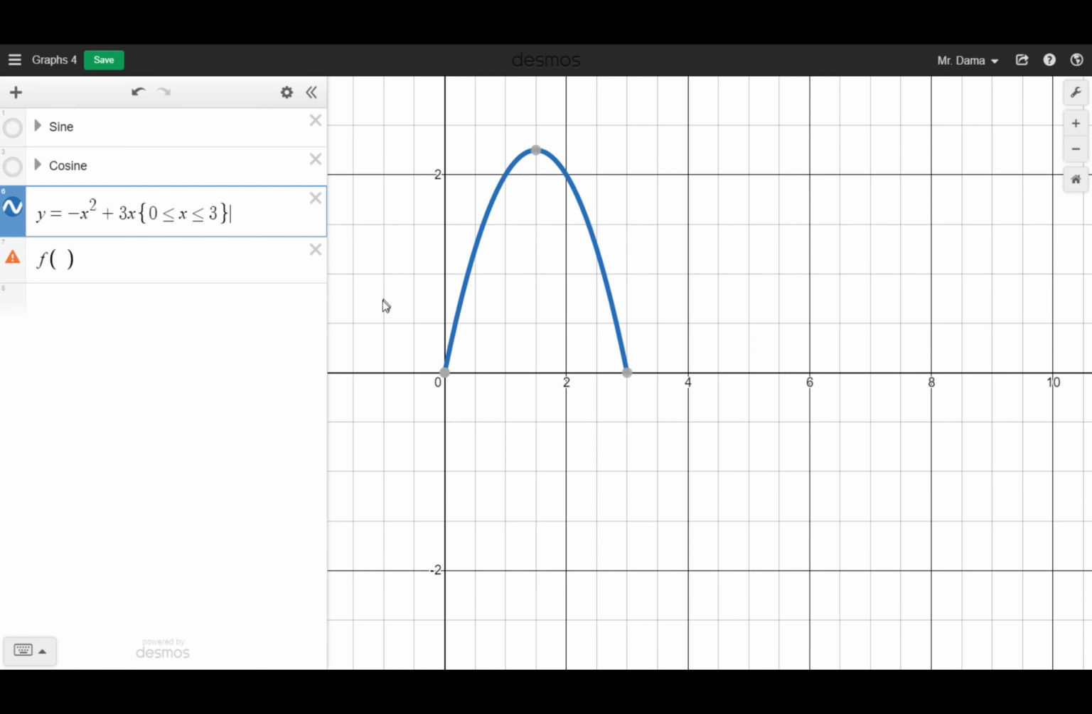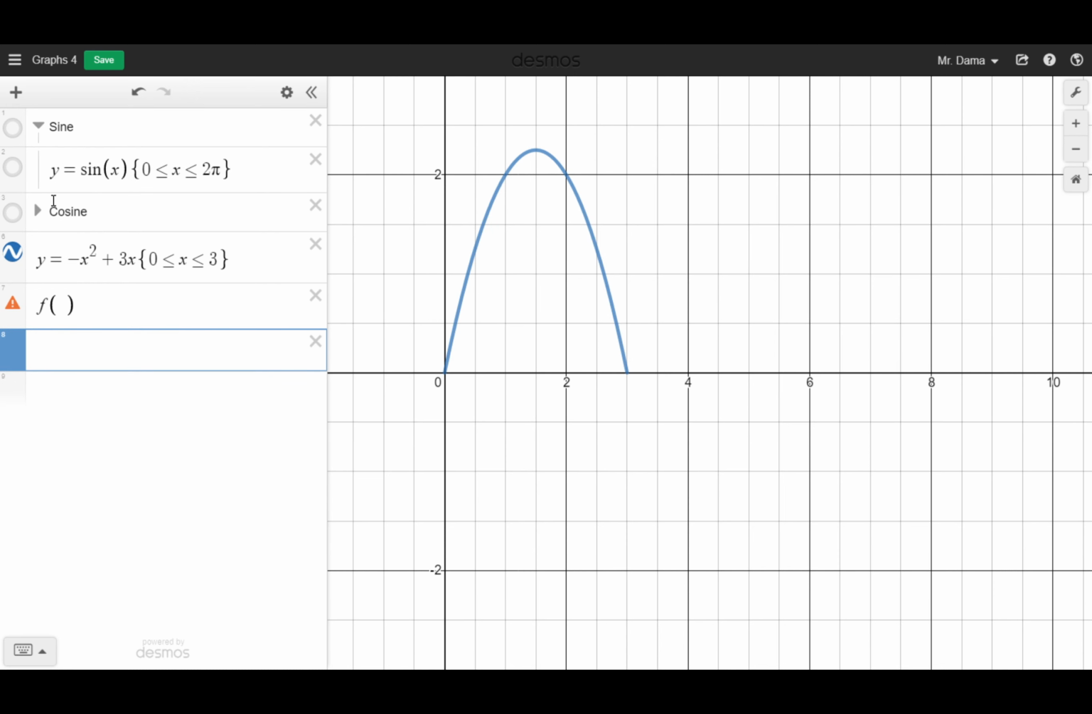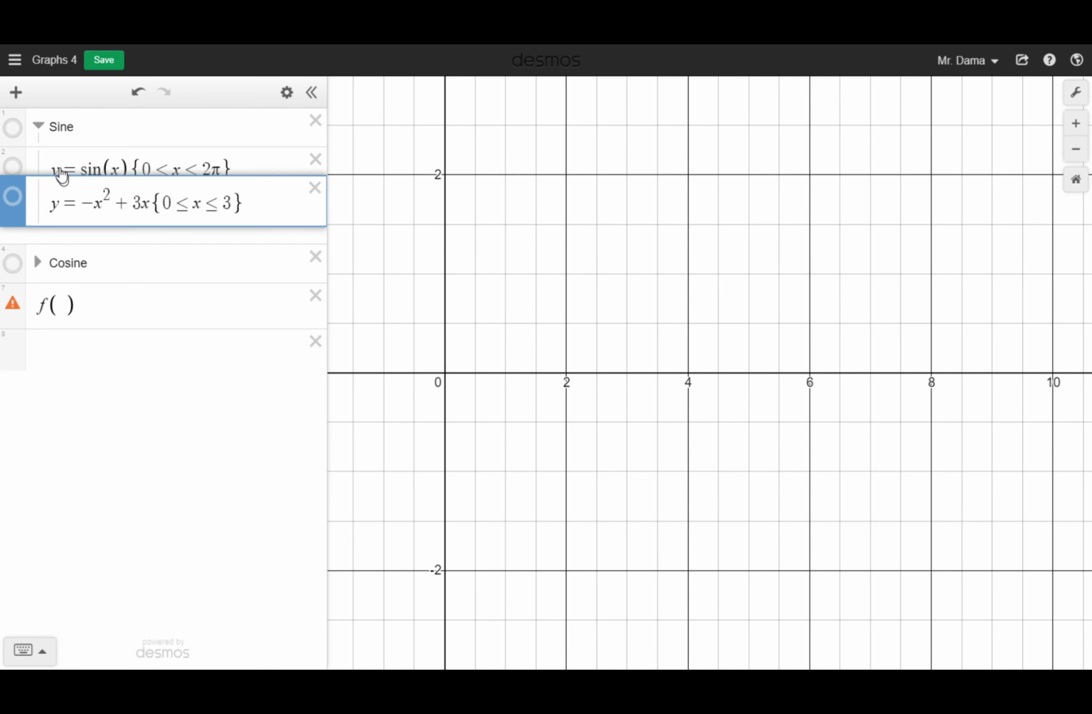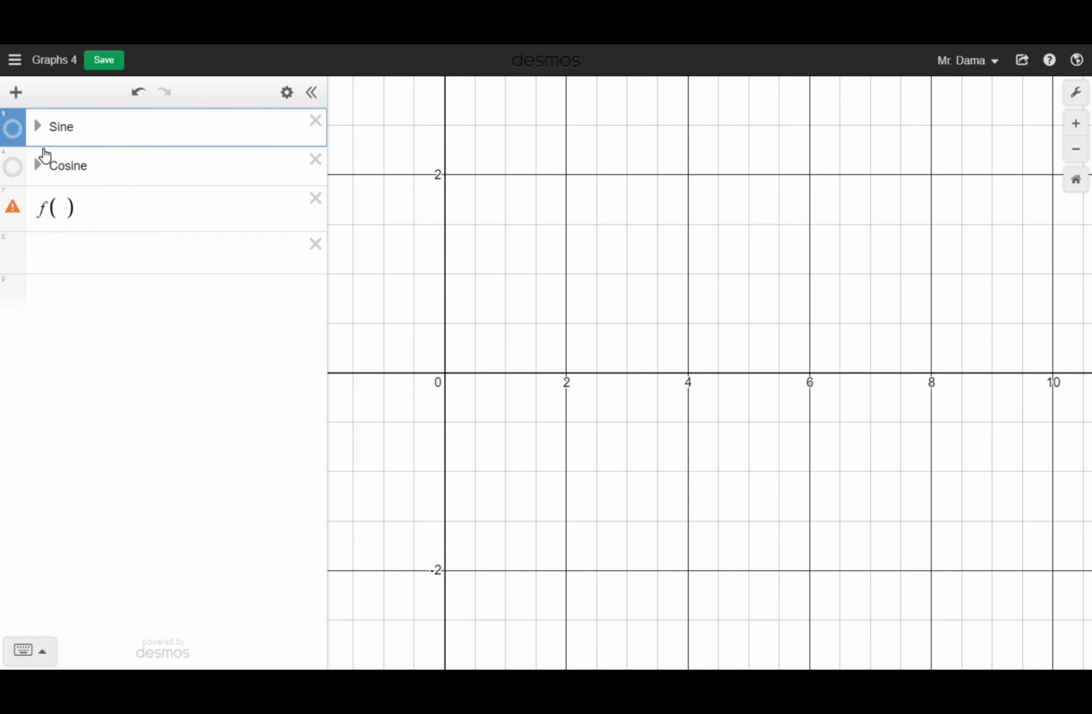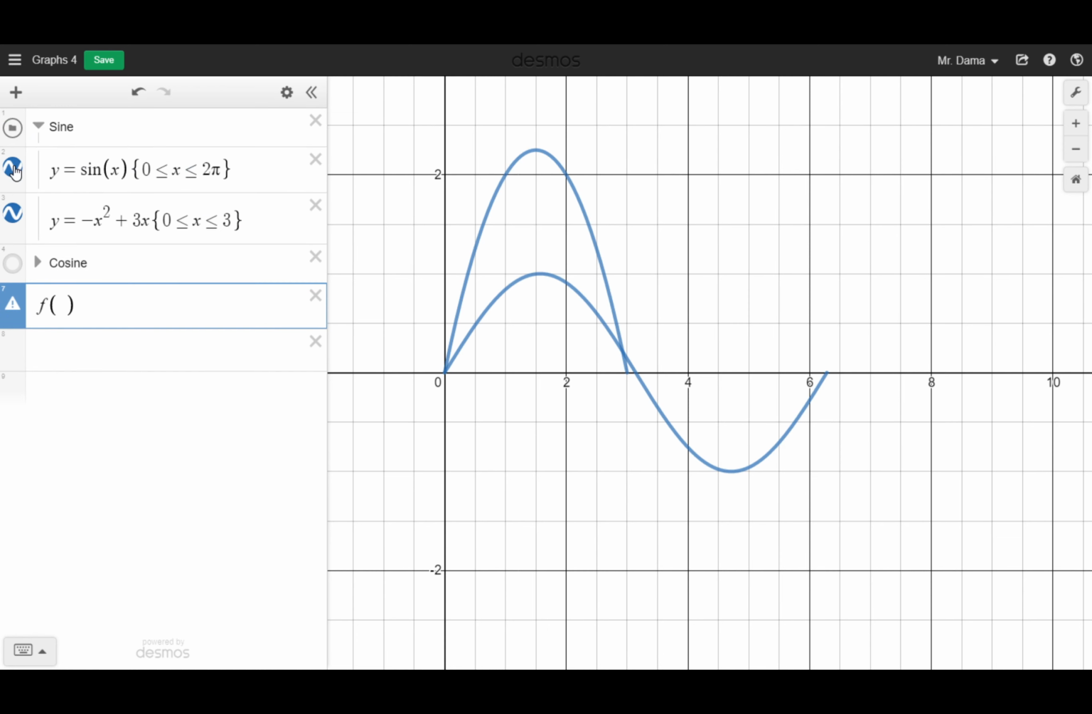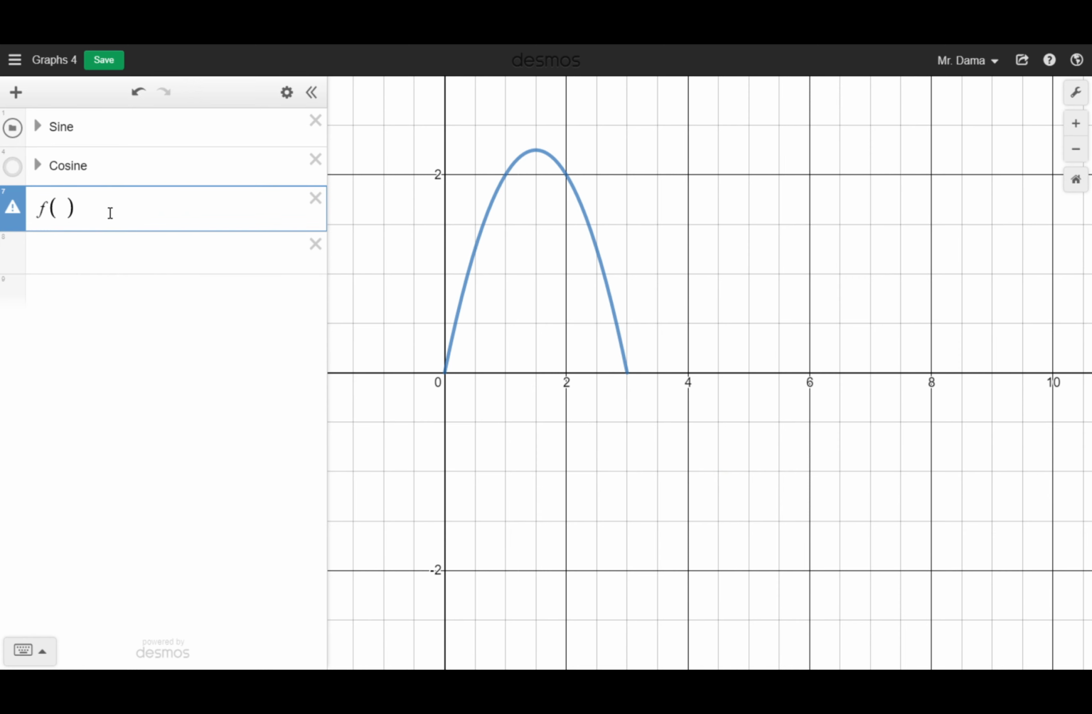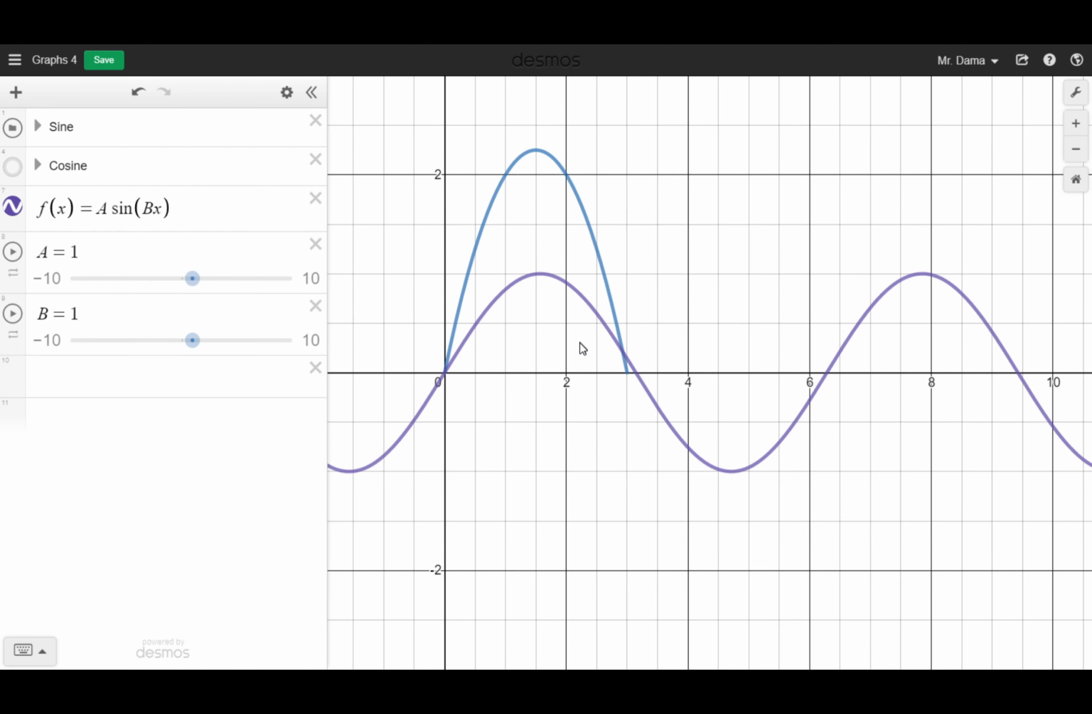Okay, so I want to model that shape, and I'm going to hide the equation of this so that you're not too worried about it. Alright, so I want to model this. I'm going to use a sine. I'm going to go f of x is equal to a sine b of x. Okay, and we'll make some sliders and let's see if we can match this to this.